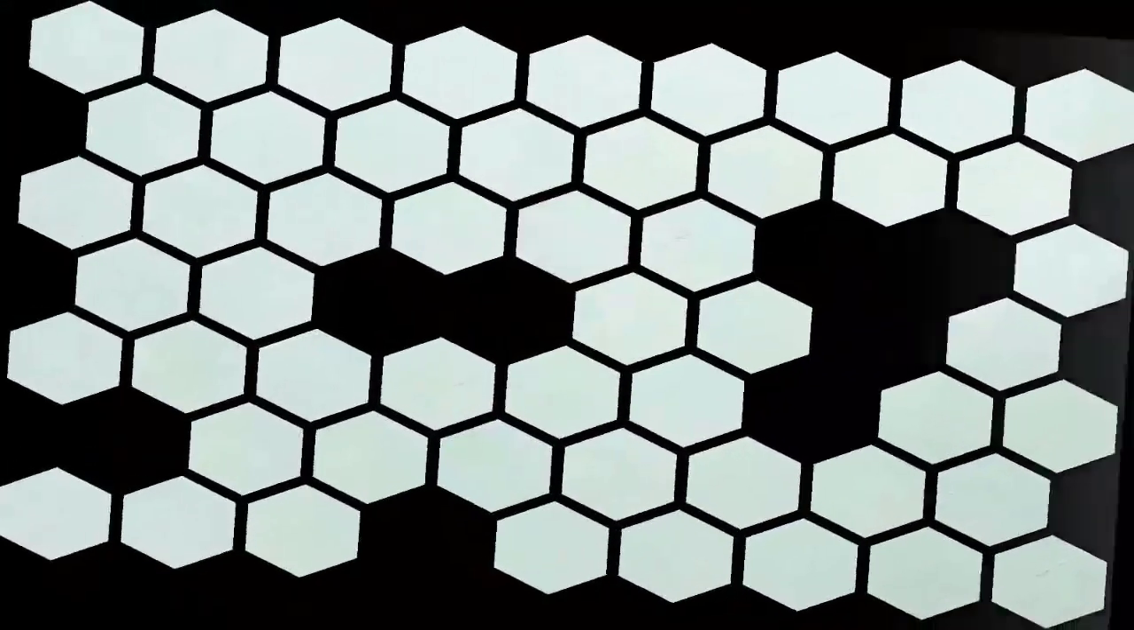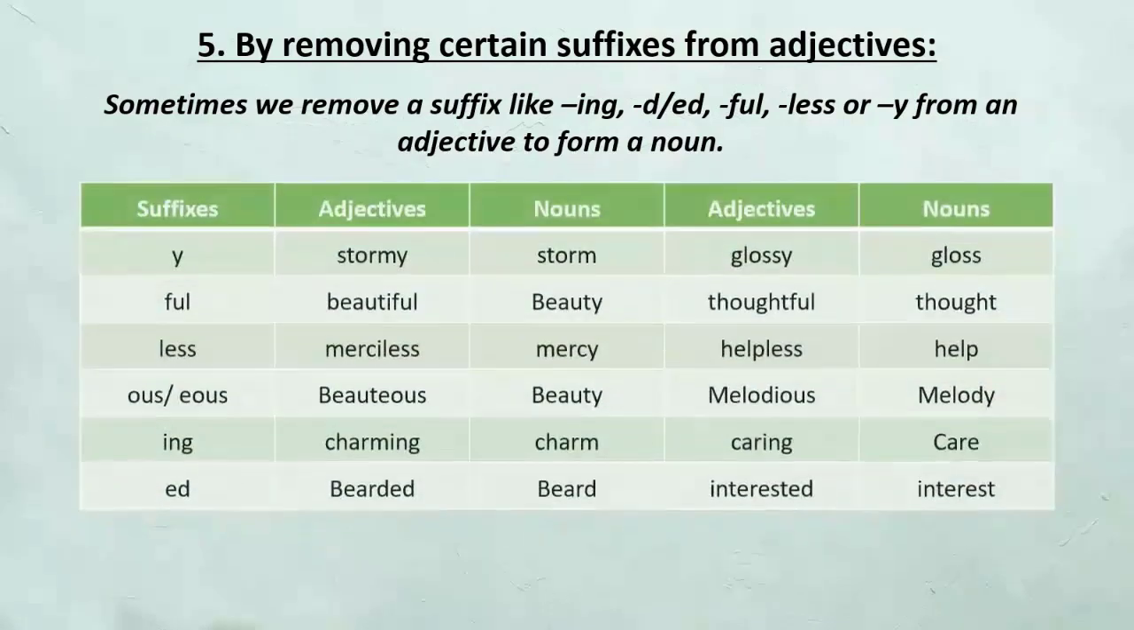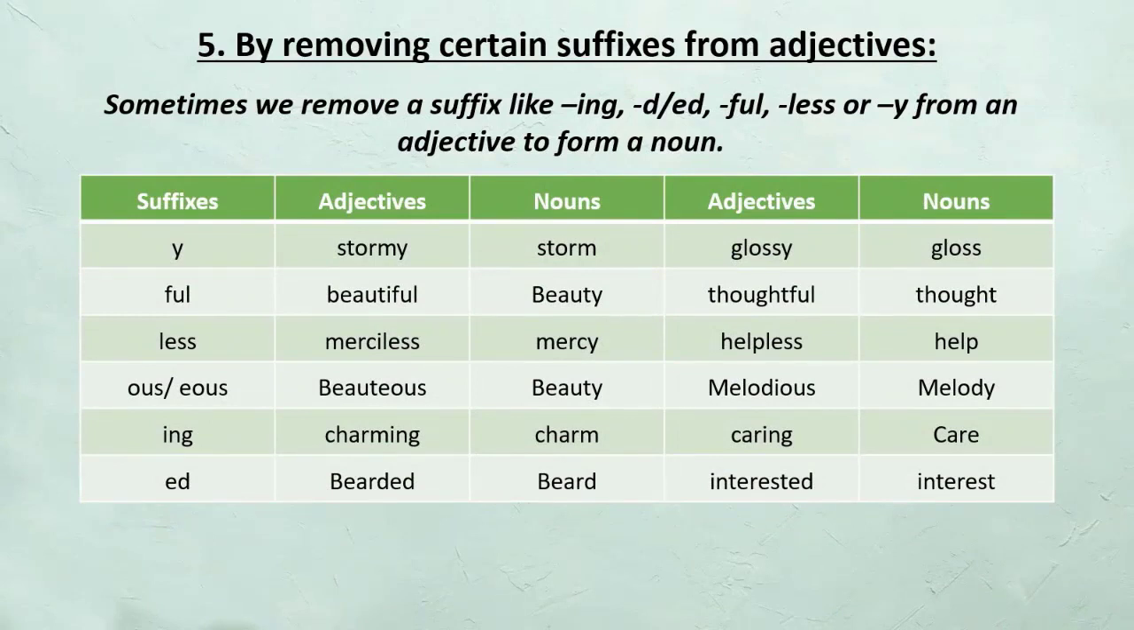By removing certain suffixes from adjectives, we can make nouns. Sometimes we remove a suffix like ing, ed, ful, less, or y from an adjective to form a noun. You can see we have, first of all, the suffix y and adjective stormy. We will just eliminate y to make the noun storm. Another adjective that has the y suffix is glossy, and we just eliminated y to make it a noun, so glossy becomes gloss.